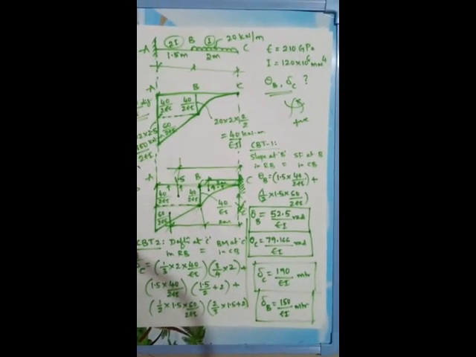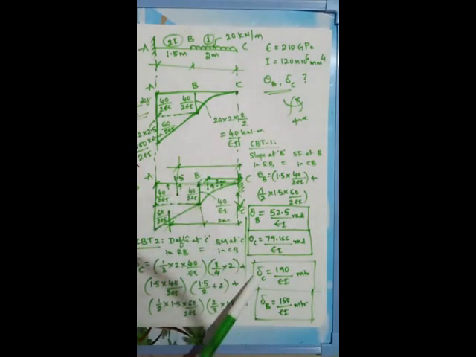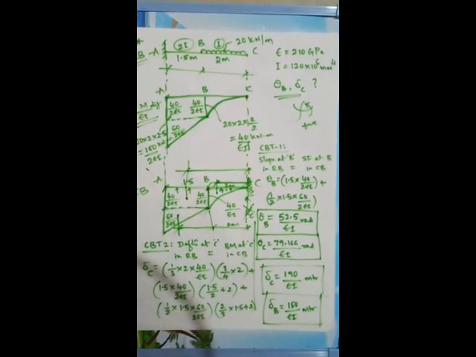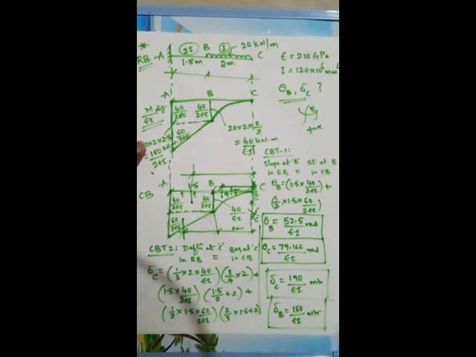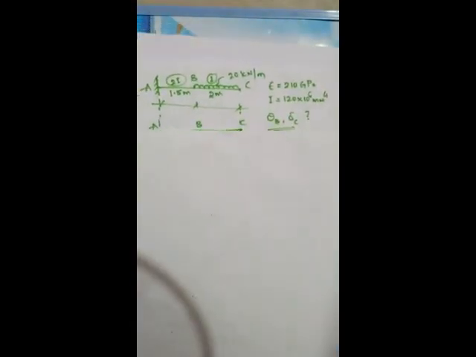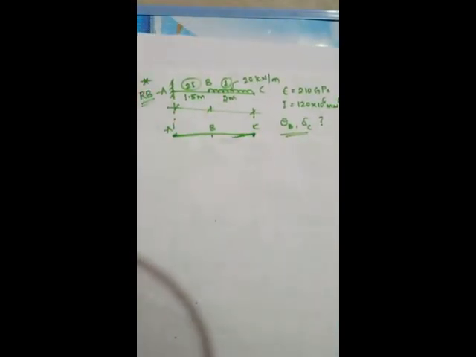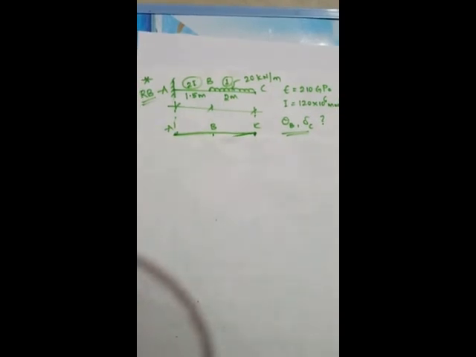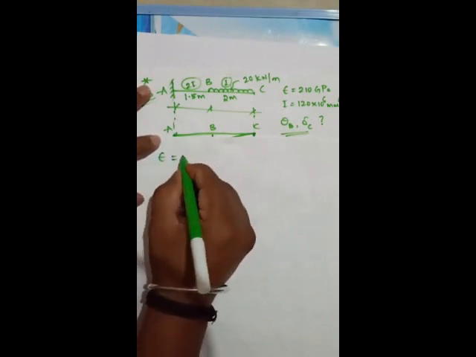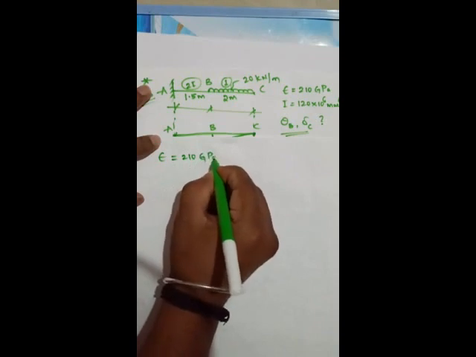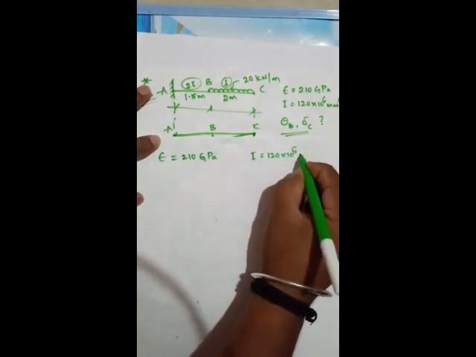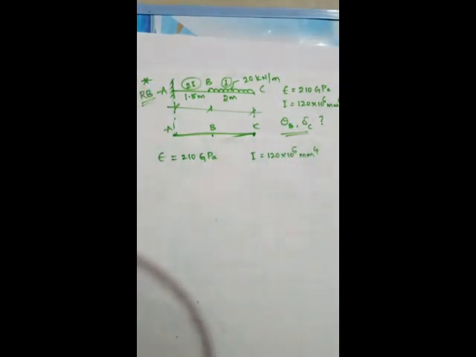Okay, so now you can check it. The maximum deflection at the free end is delta C, then at B, and exactly at point A it is 0, correct, fixed end. Okay, here we forgot to consider this EI. They have given the Young's modulus and moment of inertia. Young's modulus E, they have given as 210 GPa, then I is 120 into 10 raised to 6 mm raised to 4.